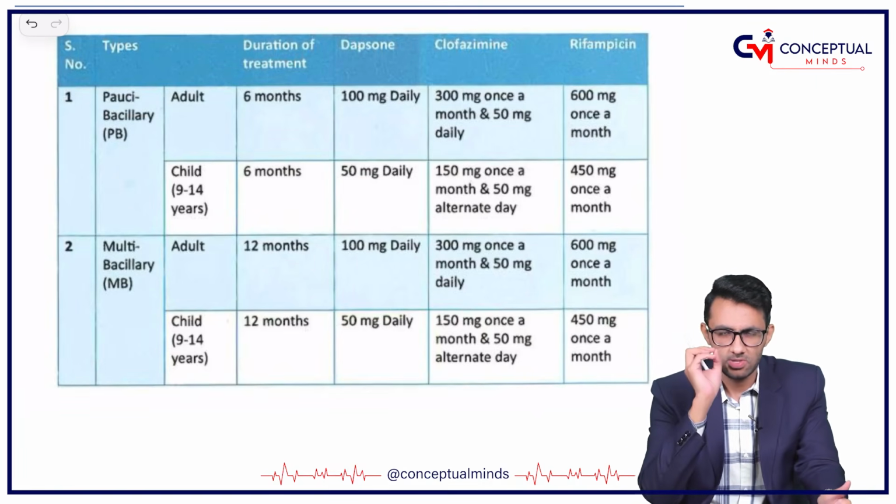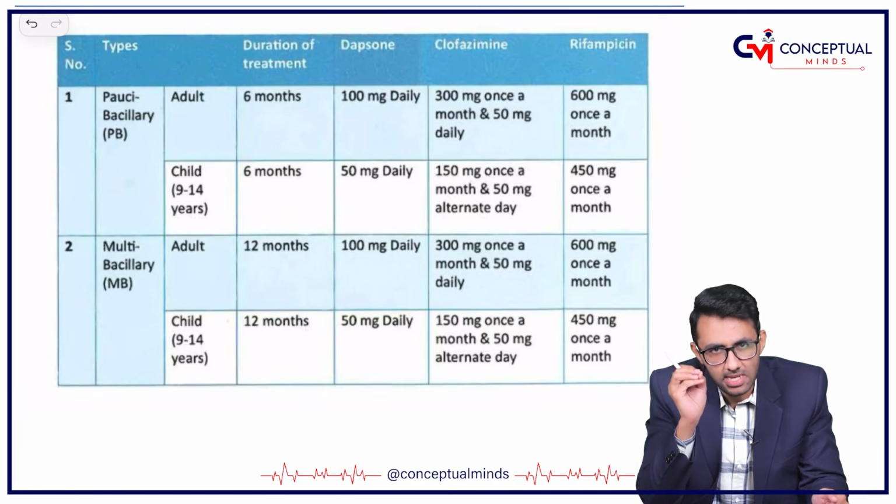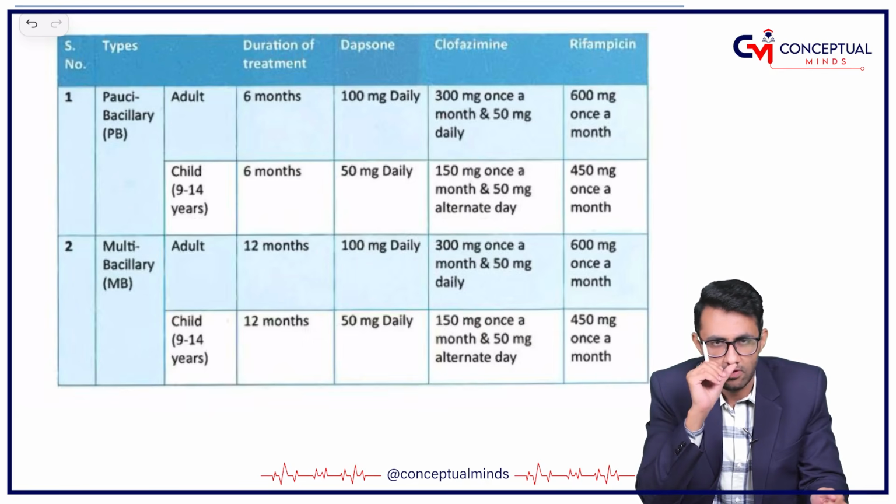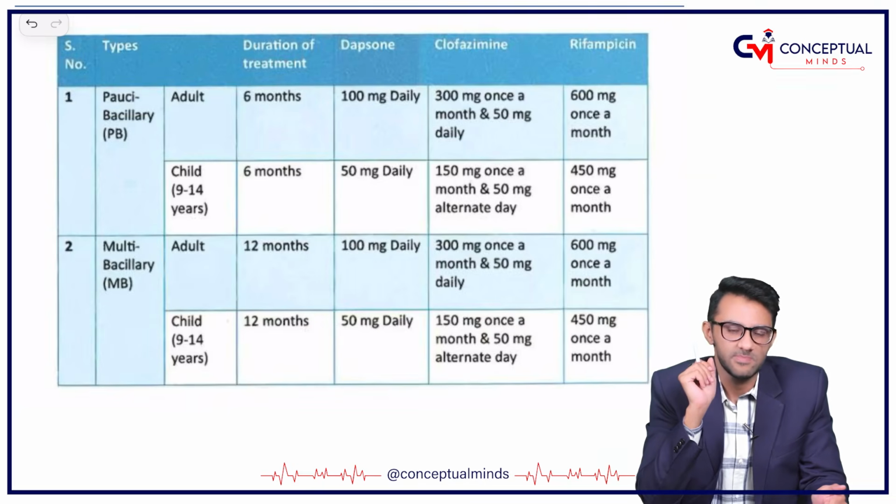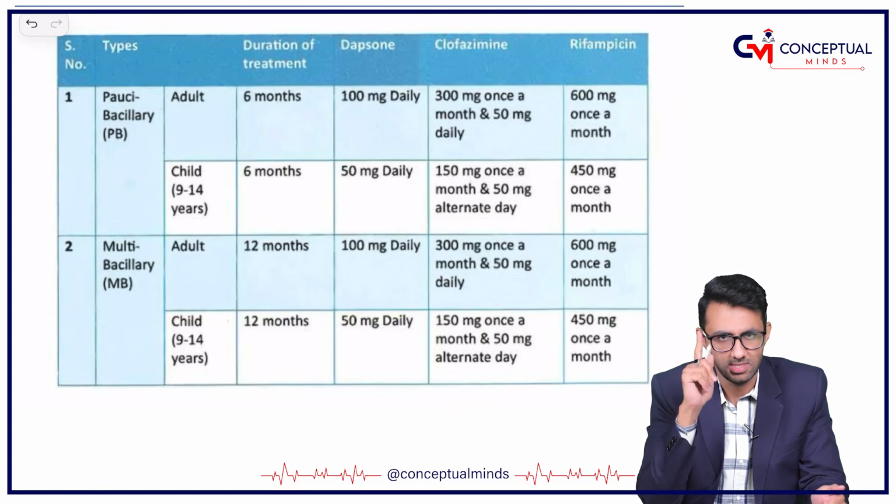So tell me the dose of rifampicin in the adult variant of MDR. Tell me what it is. Yes, 600 mg, right? 600 mg we give. How often do we give it? Once in a month.